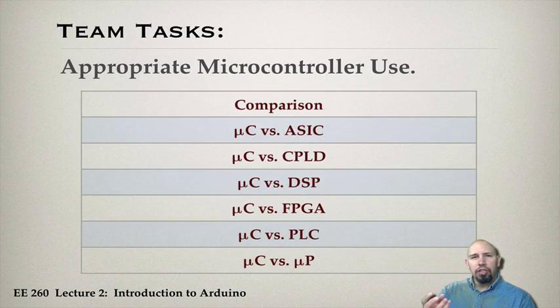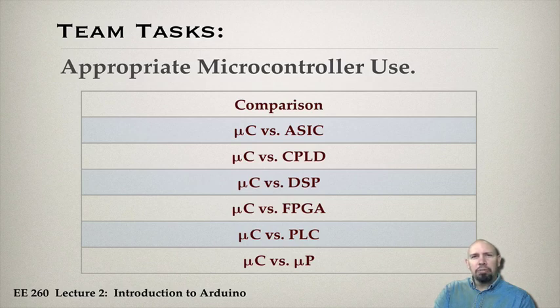Having an application just makes the whole thing concrete. In terms of the comparisons, these are some of the things it will be asking you to look at. Your group is going to be assigned something like one of these: the microcontroller versus an ASIC, the CPLD, DSP, FPGA, PLC, microprocessor. So microcontroller versus microprocessor. Okay, so these are all the different kinds.